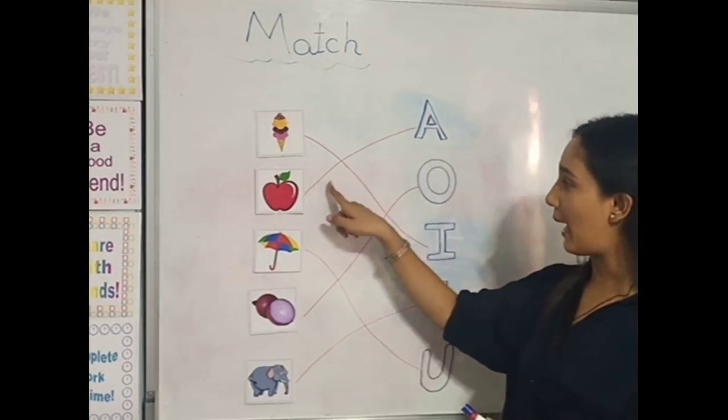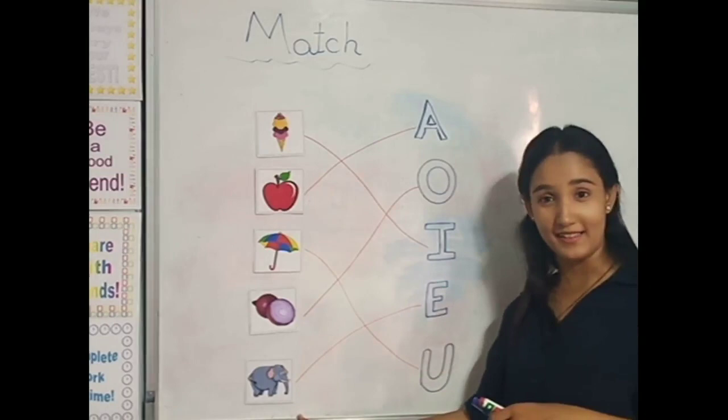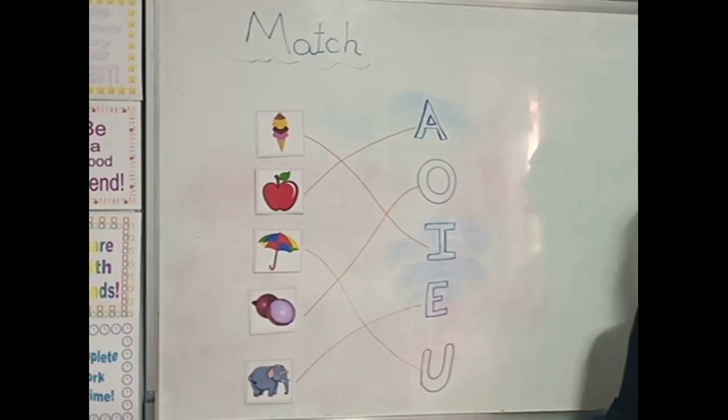Okay, let's say again. A for apple. O for onion. Good job. I for ice cream. And then E for elephant. U for umbrella. Oh, you can do very well, kids. So let's go to the next game.